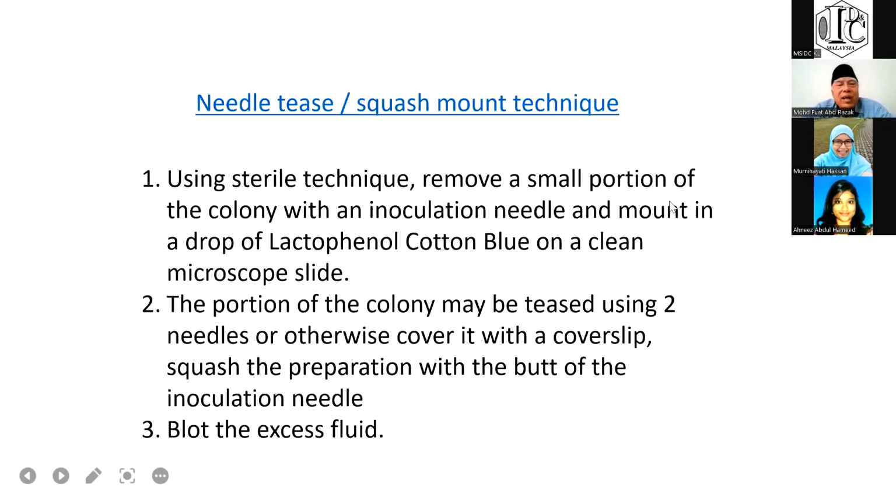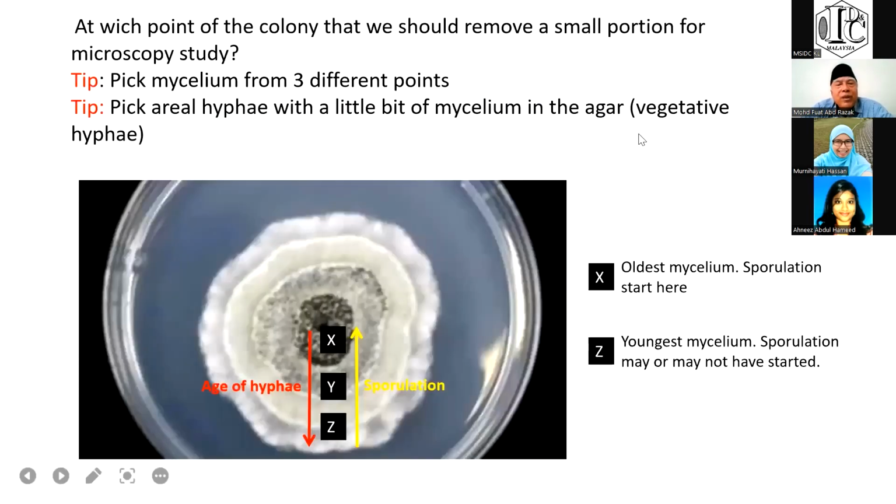So use sterile technique, remove a small portion of the colony with an inoculation needle and mount it in a drop of lactophenol cotton blue on a clean microscope slide. The portion of the colony may be teased using two needles, or otherwise cover it with a microscope cover slip and squash the preparation with the butt of the inoculation needle. I actually have a video of this, but I don't know whether it will play in this presentation or not. If you want to see the video, I will show it after my presentation. Okay, let's move on to this slide.